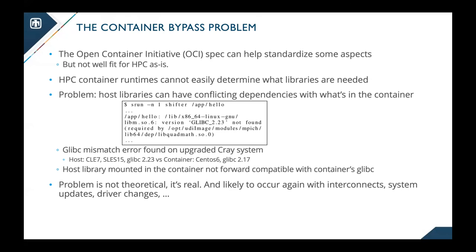One very real example of this is the container bypass problem that we found on the Cori system, for instance, with Shifter. That's a Cray resource, or HPE resource. They've had container capabilities for years, and they've gotten used to deploying their applications. Well, that system got upgraded to a new version of CLE, the Cray Linux Environment, and with that brought in a new version of glibc.